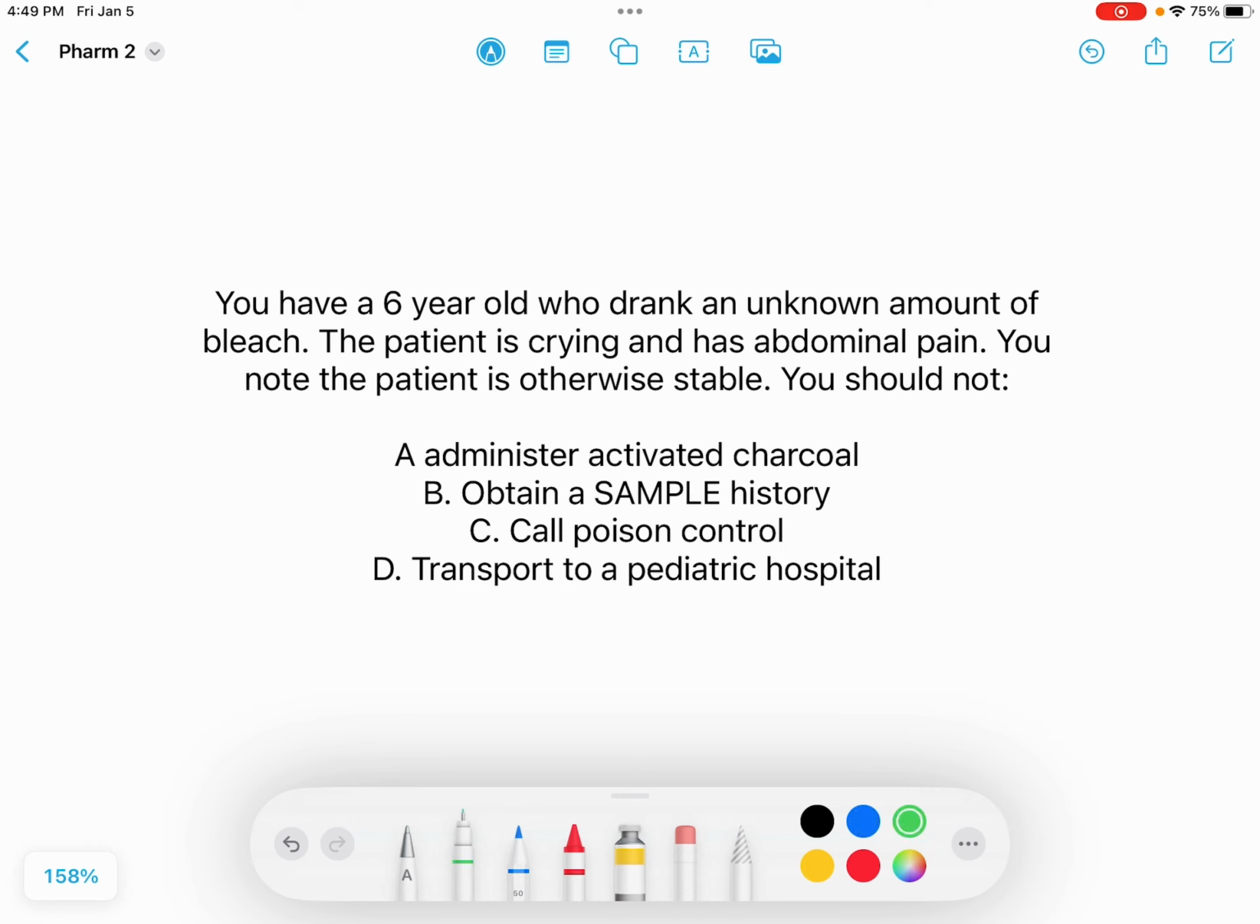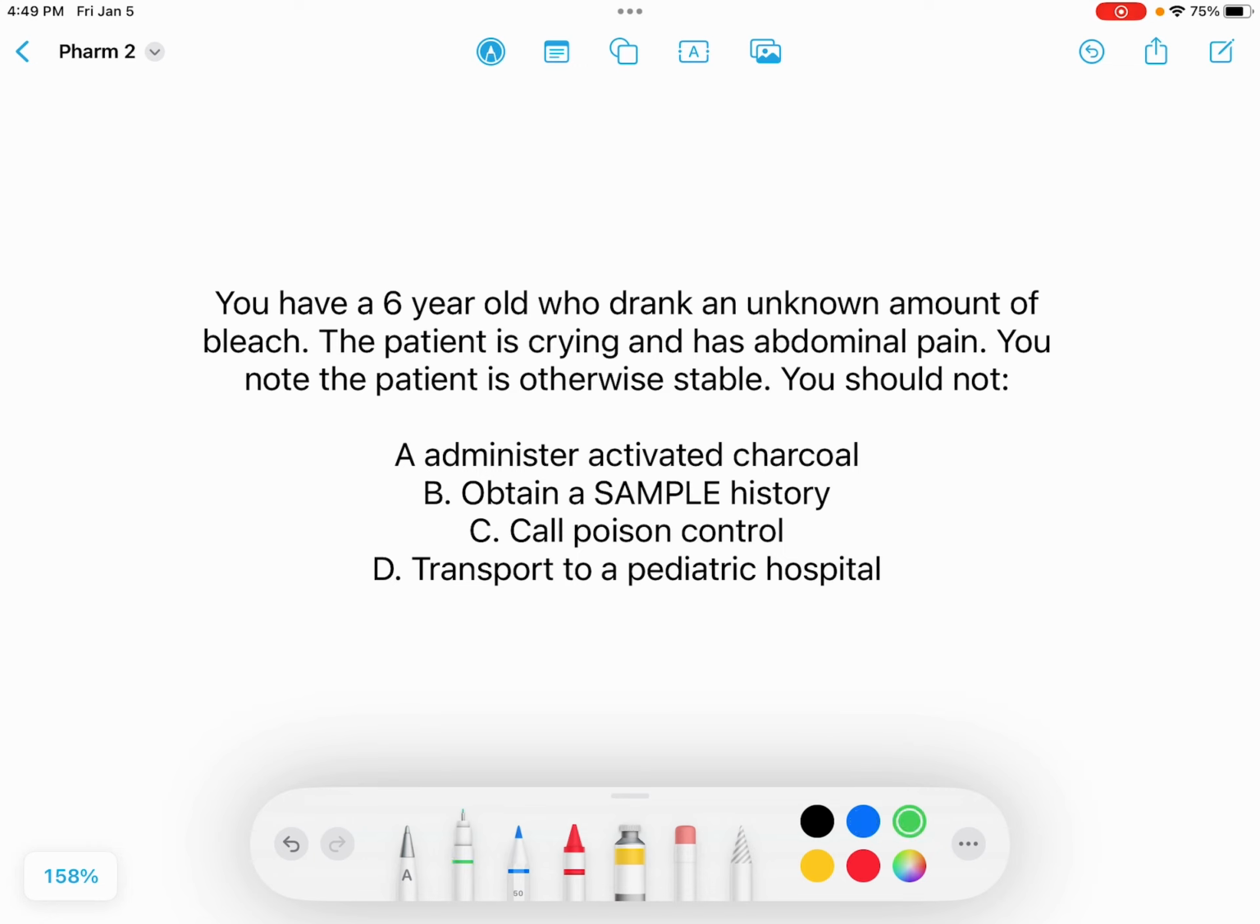Now, with any ingestion, whether intentional or unintentional, things that are good to do would be call poison control. Go figure. And even if there's nothing that poison control can do for you specifically, getting the information from poison control as to what the hospital may need to do in the immediate future saves the hospital a step. You have everything, all the information they need to start initiating treatment. So even if you can't do anything with the information, it's still a great idea to call poison control.